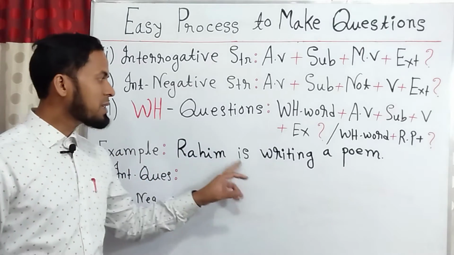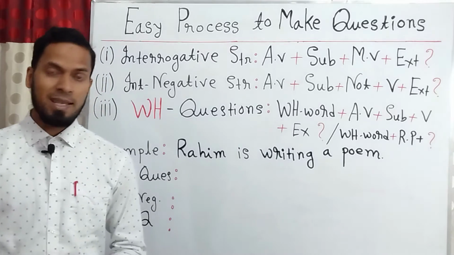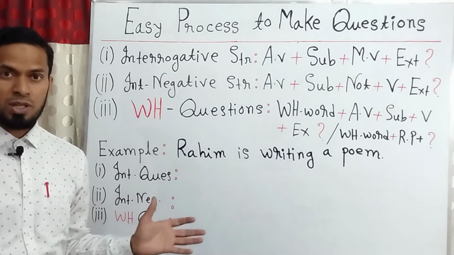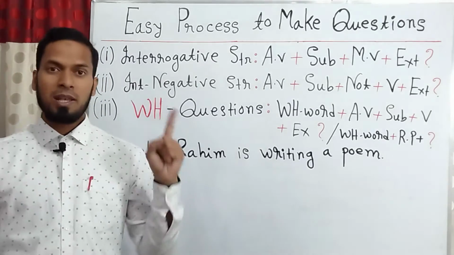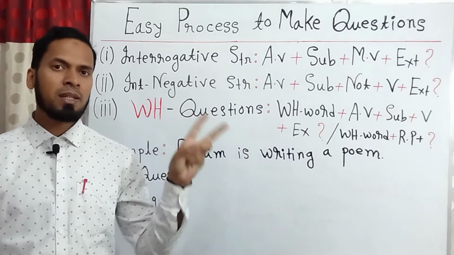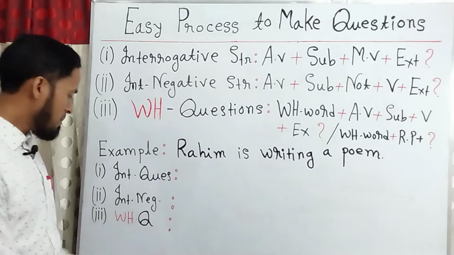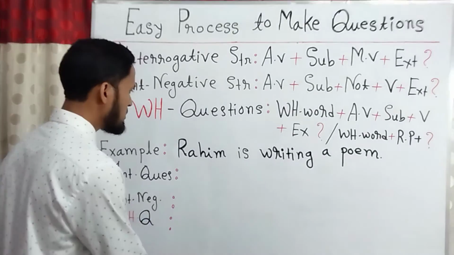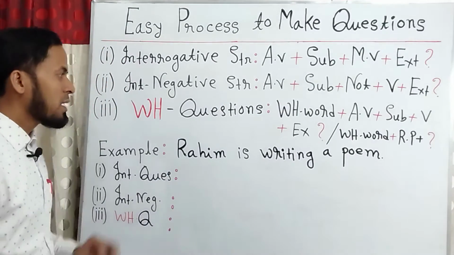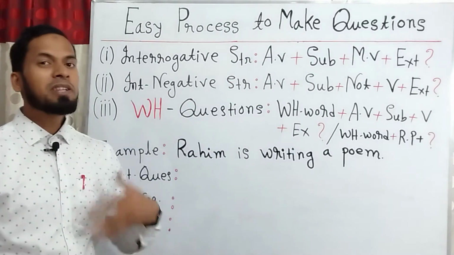Example: Rohim is writing a poem. This is an assertive pattern, but there is no question, and you have to make questions. First one interrogative, second one interrogative negative, and finally by using WH words. Let's have a look. Rohim is writing a poem. Then at first we make an interrogative sentence.